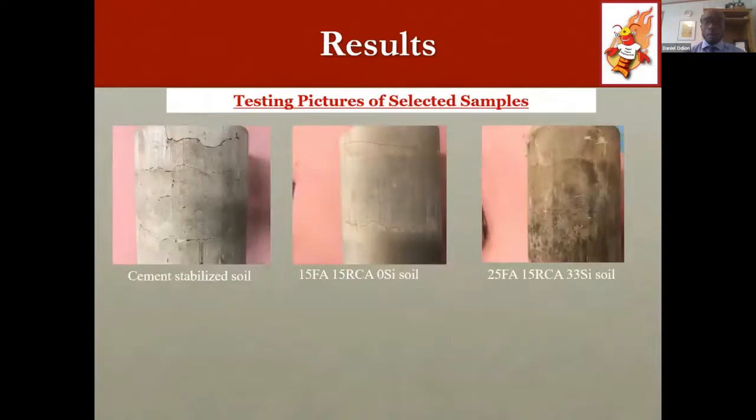So these were the samples that were derived during our lab sessions. We took the pictures, and you can see from the pictures that the soil cement samples actually show greater cracking and shrinkage.